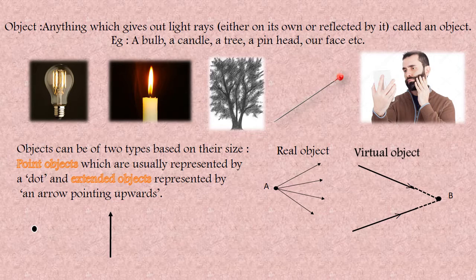A virtual object doesn't exist. As an example, we can say the image that is formed in a plane mirror. It can be a virtual object if it is used to create another image in a second mirror. And the 3D objects that are created on computers are all virtual objects. They don't really exist. Now let us look at what an image is.